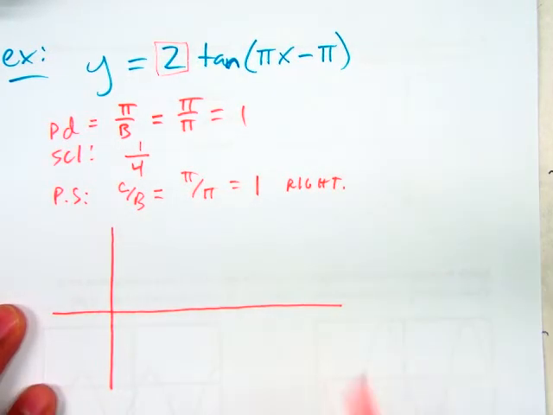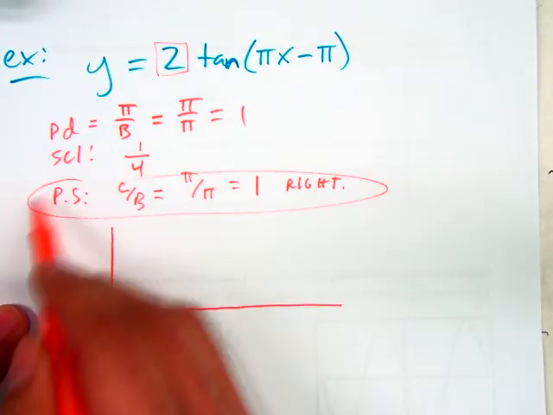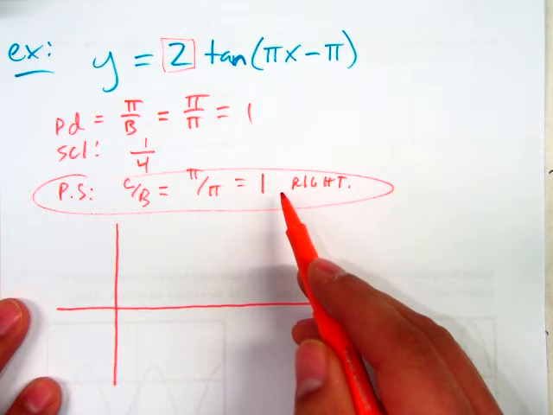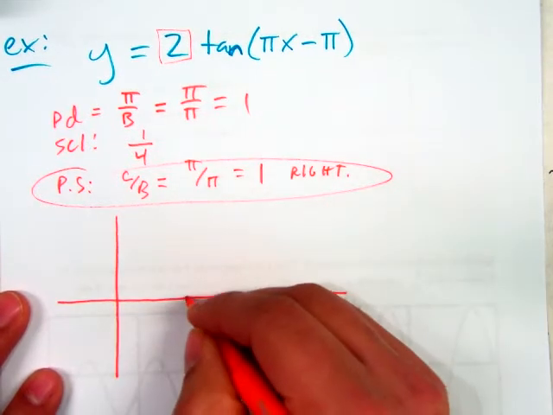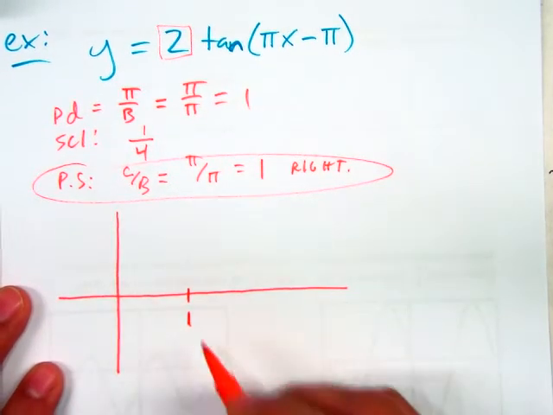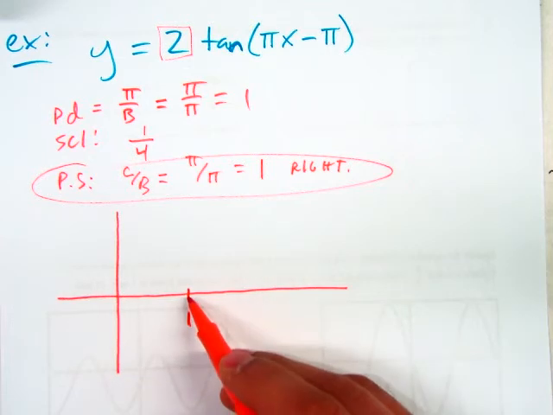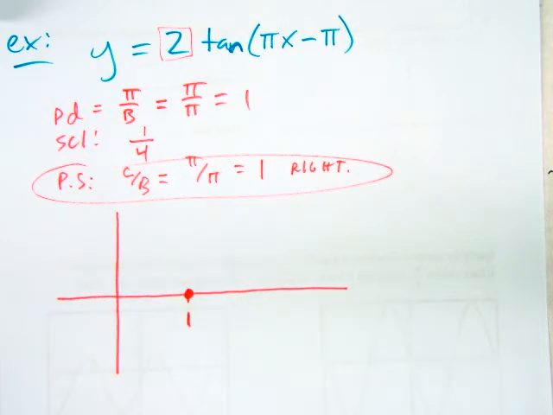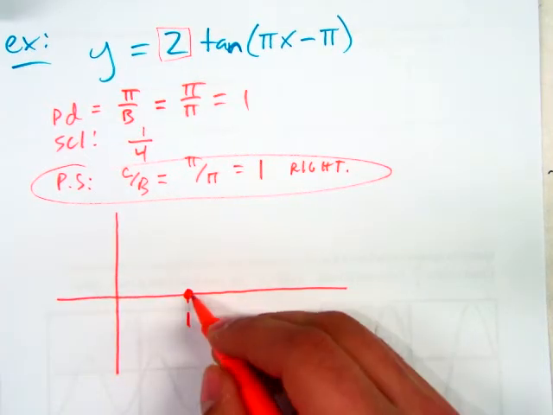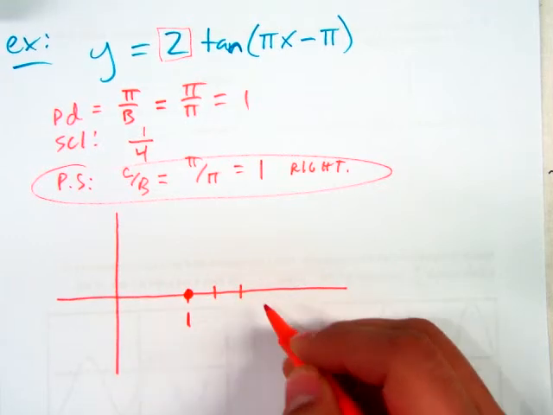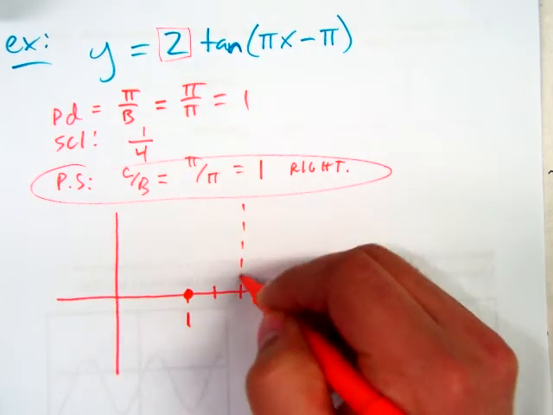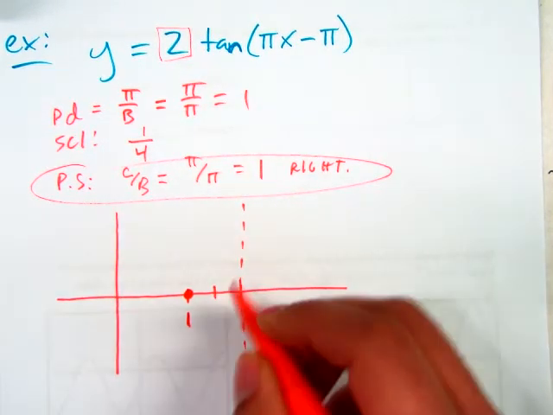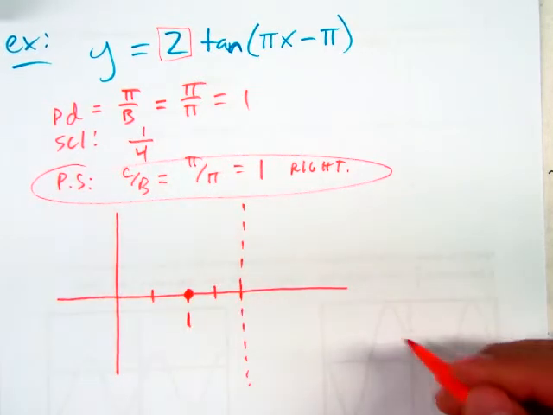So here's what I would recommend doing. Always start with the phase shift. So this tells me that I'm going to start my tangent graph at 1 unit. And what does tangent look like here at our starting position? It's at 0. Very good. It's in the middle of its phase. If I go 2 units out, I get an asymptote. And if I go 2 units back, there's going to be another asymptote.